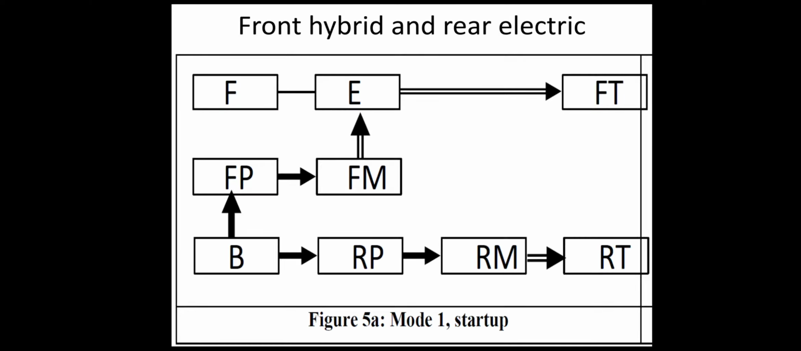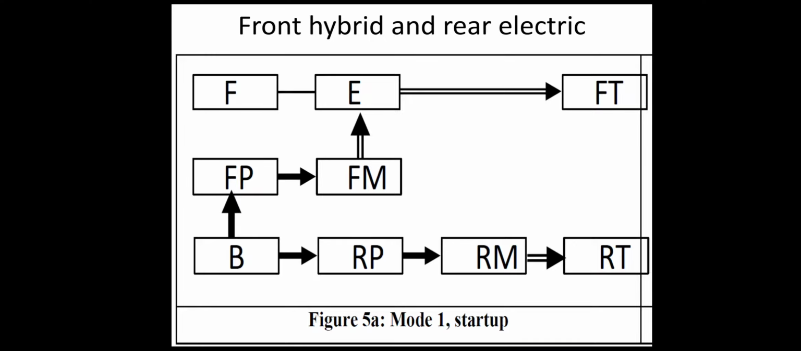During the startup, the required traction power is delivered by the electric motors, and the engine is in off mode. So the front power is given to the electric motor, and the rear will be the same. Here F means the fuel tank. E means the IC engine.